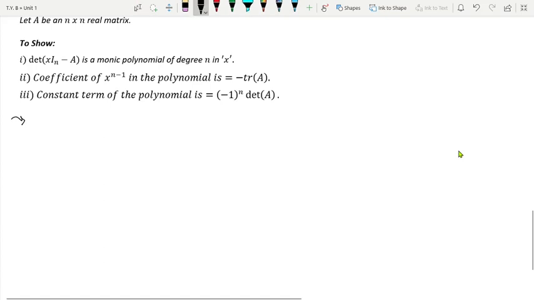Hello my dear students, today we are going to see the proof of the theorem that we have discussed yesterday. So without any delay, let us start with the proof.